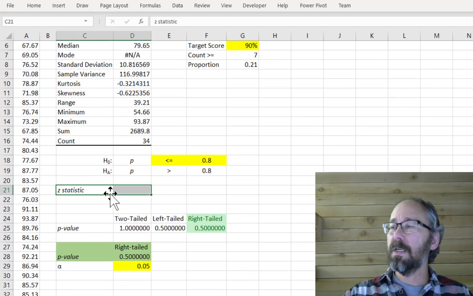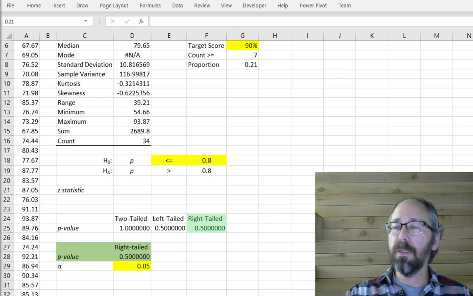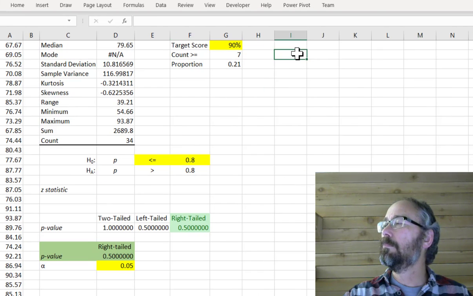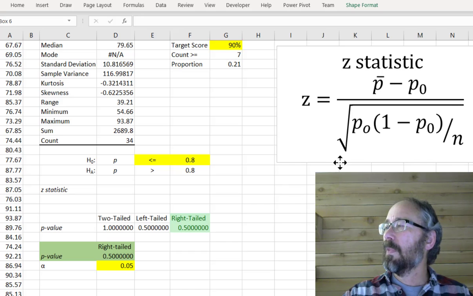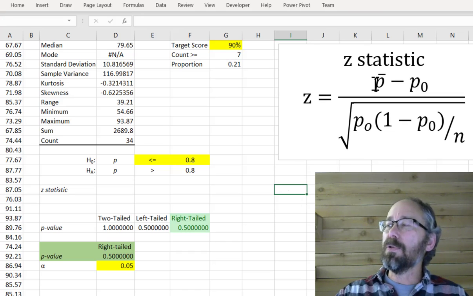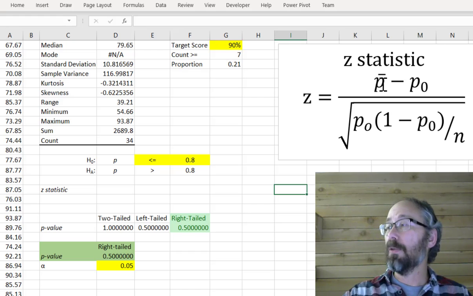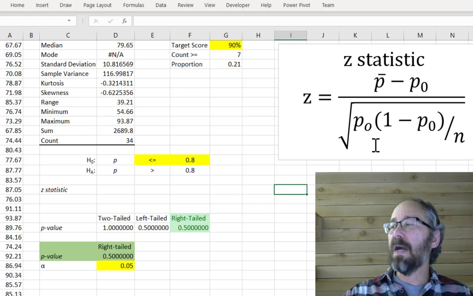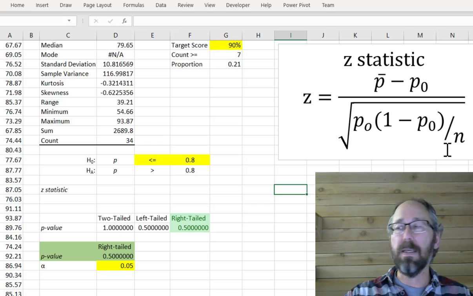So the Z-statistic uses this formula. The Z-statistic equals that proportion for the sample, the p-bar, which is that 0.21, minus the proportion for our null hypothesis, which currently is set at 0.8. We really haven't messed around with that. Then all of that is divided by the square root of the proportion for the null hypothesis times 1 minus the proportion for the null hypothesis, all of that divided by n. So let's implement that formula.